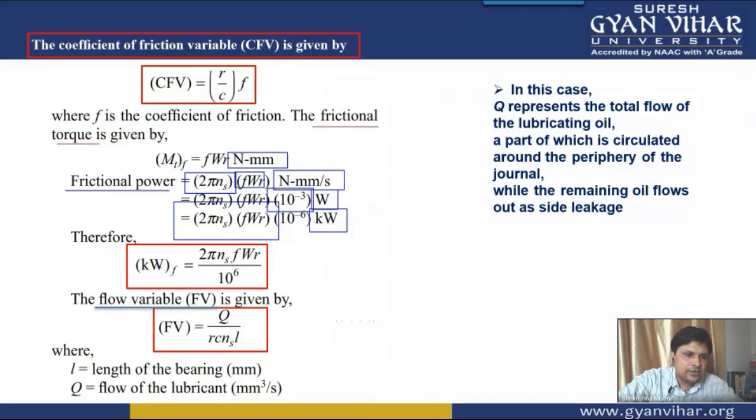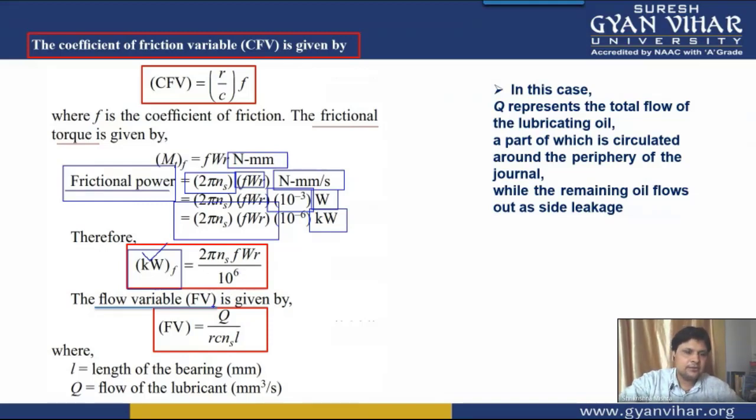Now in this formula, students, finally what you are getting is frictional power in terms of kilowatt. Frictional power in terms of kilowatt means the power dissipated due to friction in terms of kilowatt. It is given as 2 pi Ns f W R upon 10 to the power 6.